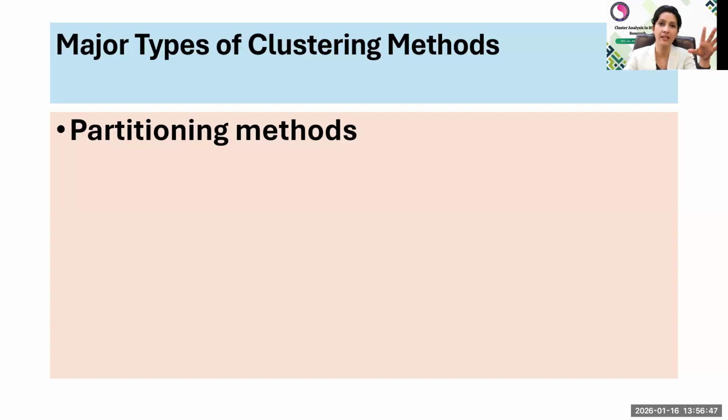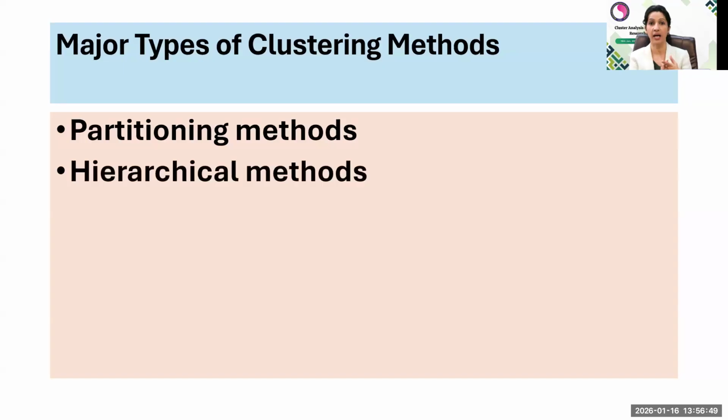And the second is hierarchical clustering. So what is hierarchical clustering? In hierarchical clustering, you are not partitioning. Rather, you start from all the individuals, and then you keep on merging those individuals to form an overall cluster. We will see these one by one, but I'm just explaining this right now.